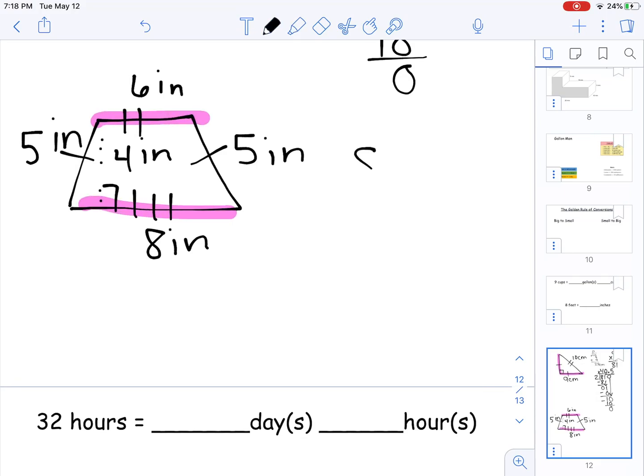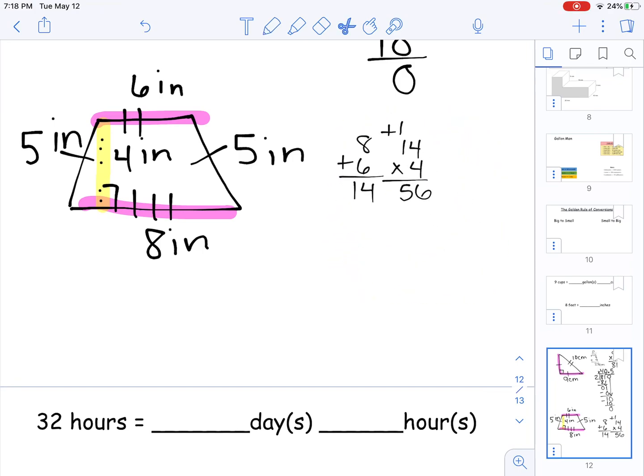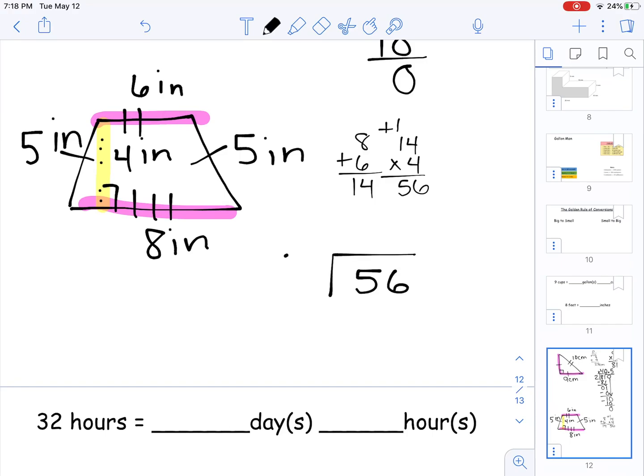So remember, bases are the parallel ones. So 8 plus 6 is going to give me 14 times your height. Remember, that height is going to be where that right angle is. So I'm going to take 14 times 4. I get 56. And the last step, remember, trapezoid also starts with T. If it starts with T, divide by 2.